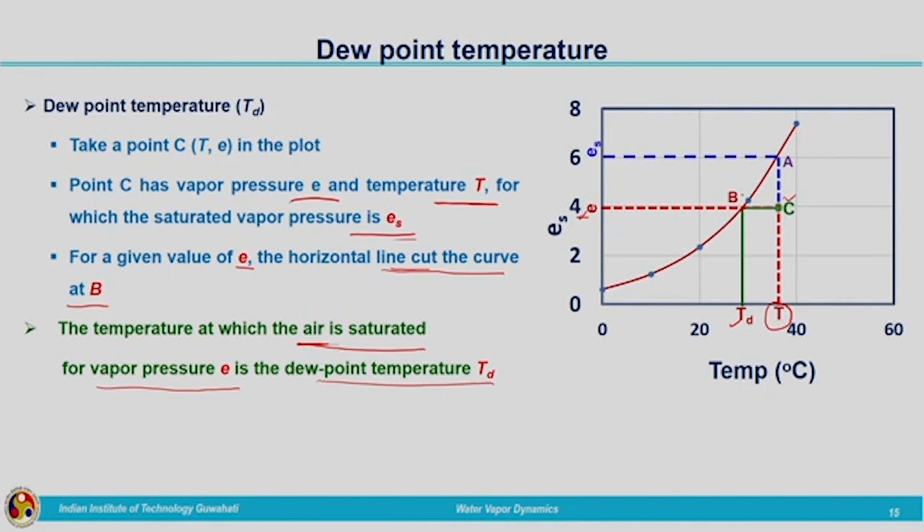How can we get that? We can get that from the saturation vapor pressure curve. We will extend onto the curve corresponding to that E value, and from there we will drop down to get the temperature corresponding to that saturation vapor pressure. That temperature is the dew point temperature. That is the temperature at which the air is saturated for a vapor pressure E. That temperature is termed the dew point temperature.